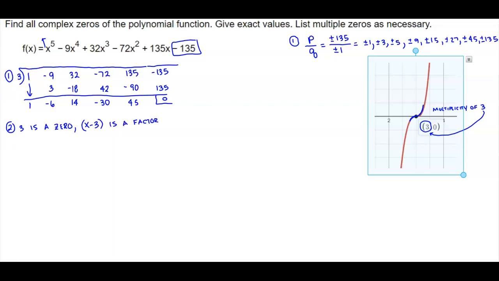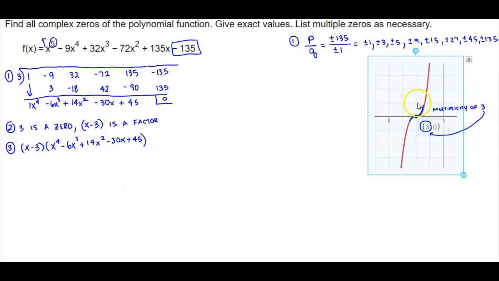Okay, so now in step number 3, we're going to go ahead and write this out in factored form. We have x minus 3. Since we know this is x to the 5th, this becomes 1x to the 4th minus 6x cubed plus 14x squared minus 30x plus 45. So now that becomes x to the 4th minus 6x cubed plus 14x squared minus 30x plus 45. Okay, so now what we want to do is we're now going to go ahead and factor this.